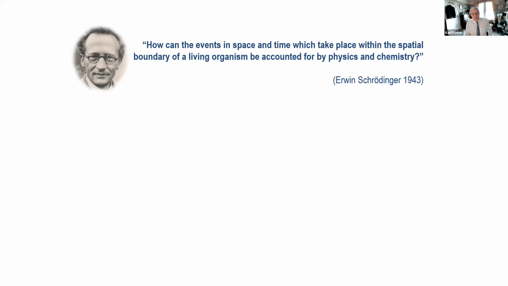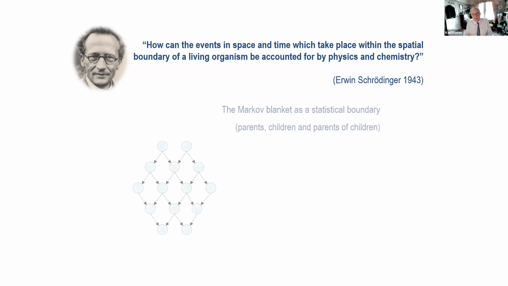So let me start with the question posed by Schrödinger. How can events in space and time, which take place within the spatial boundary of a living organism, be accounted for by physics and chemistry? Now, we're not going to answer that question, but what I want to do is just pick out the notion of a spatial boundary and emphasize that in order to talk about me or you or anything, I have to individuate myself from the rest of the universe. And I'm going to read that boundary in a statistical sense as a Markov blanket.